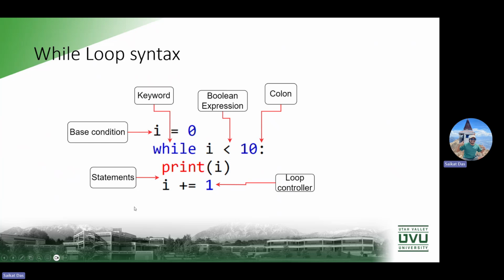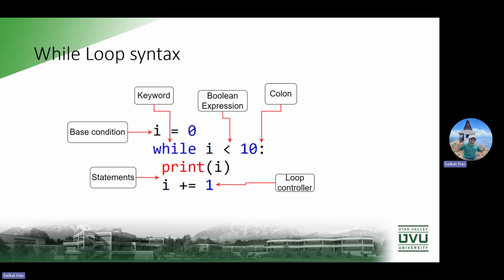Now, what if I don't have this statement? Infinite loop. It's an infinite loop. I'm not controlling it. Every time it is 0 and less than 10, true, print 0, print 0, print 0, all the time. The loop controller controls it: I'm going to increment I by 1.